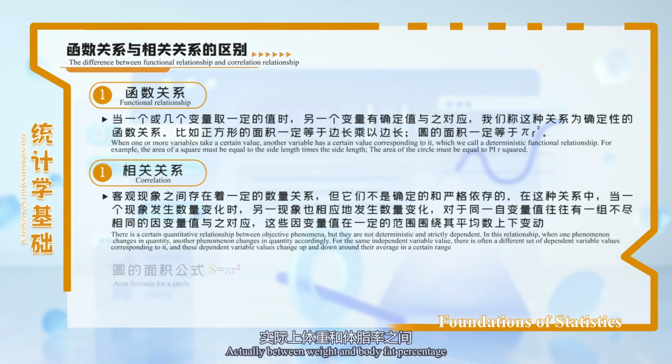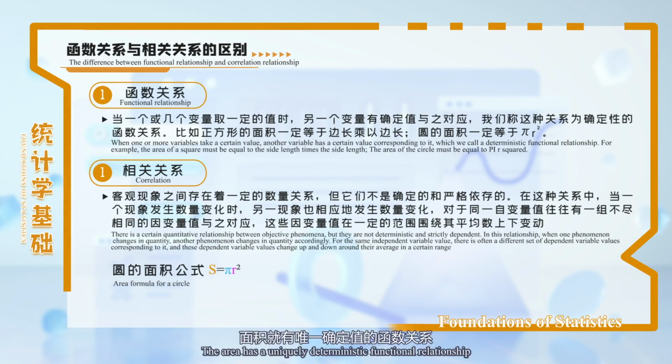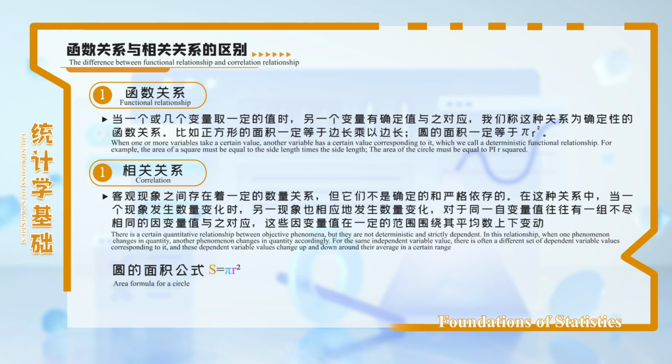Actually, the relationship between weight and body fat percentage is not like the side length and area of a square. When the side length is determined, the area has a uniquely deterministic functional relationship. It's a kind of non-deterministic quantitative dependence. This relationship is found in statistics, and we call it a correlation. From a statistical perspective, everything in the world, between objective phenomena, is universally interconnected and interdependent. There are two relationships. One is a functional relationship. The other is a correlation.